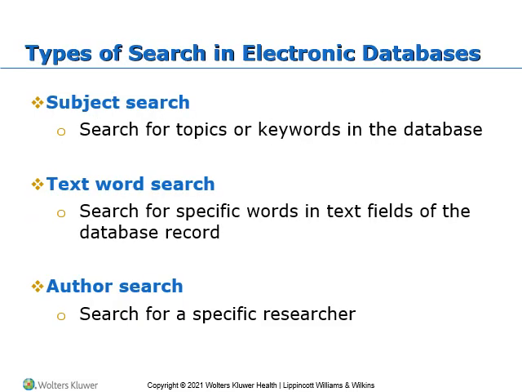So with different types of electronic databases, you can use keywords, you can search specific words in the text fields, and then you could look for a specific researcher. When you find one researcher that has done multiple research studies on the same topic, using their name may actually be one of your best bets.